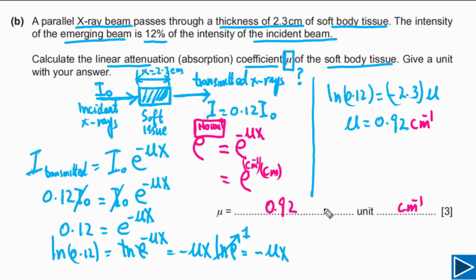This question has 3 marks. The first mark is a C mark if you have written this equation. And the second mark is also a C mark if you have plugged in the values of I transmitted. And the third mark is the answer mark. If you have got the right answer with the right unit, you will get the third mark.